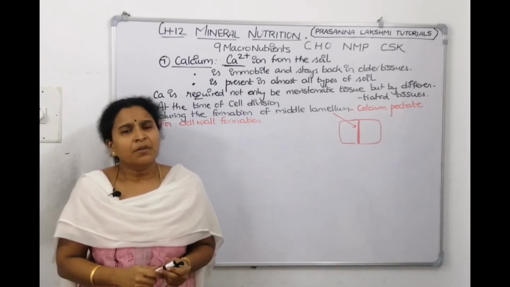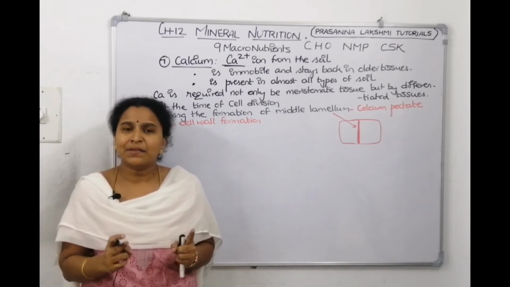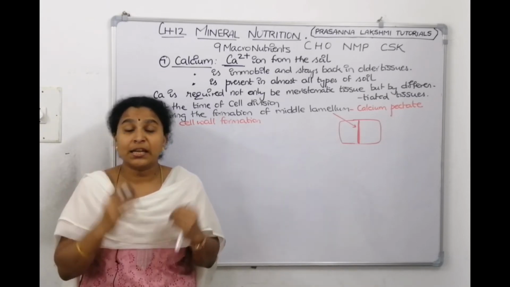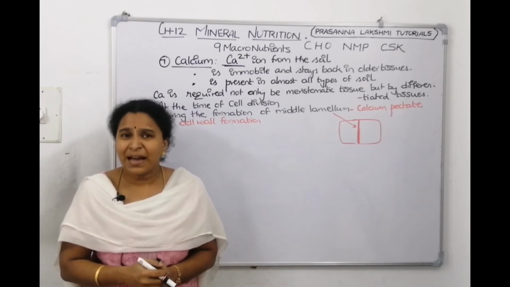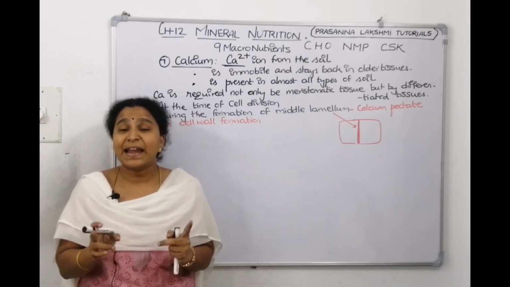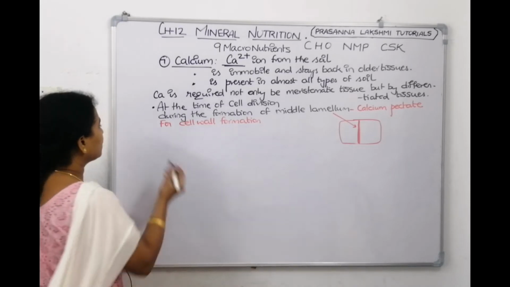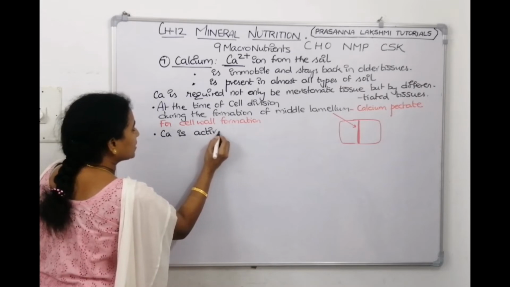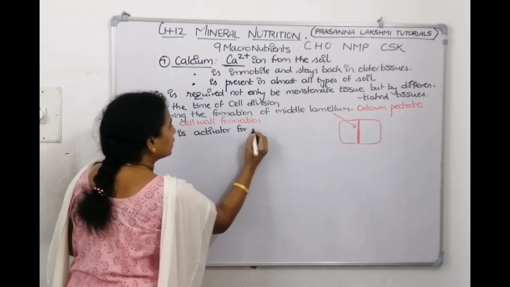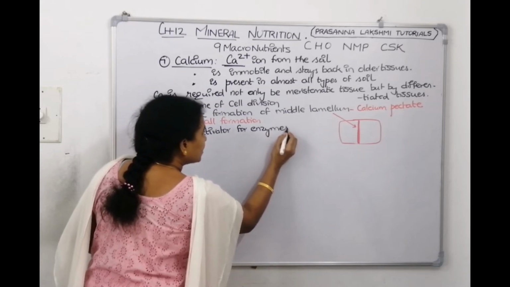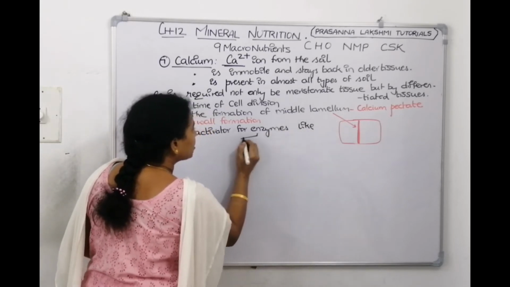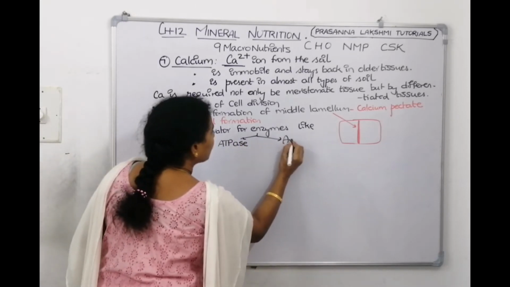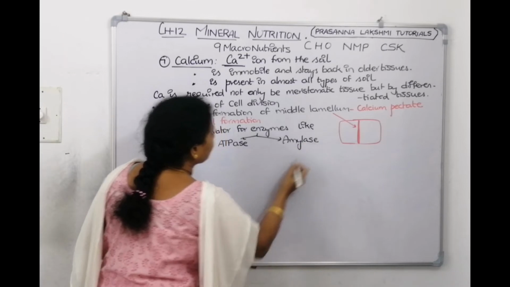And calcium, we told, like minerals, are activators for so many enzymes. We told potassium is activator for more than 40 enzymes, right? Now calcium also will act as an activator for enzymes like ATPase and amylase. So second function, we'll write calcium is activator. It acts as an activator for enzymes like, I listed two enzymes. One is called ATPase, other one is called amylase.